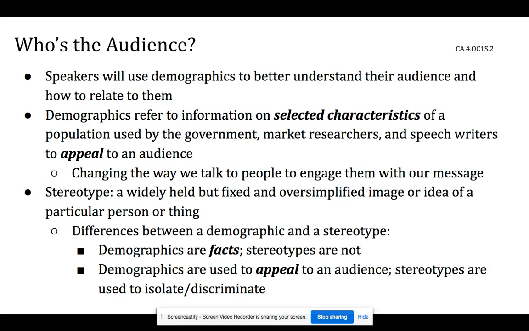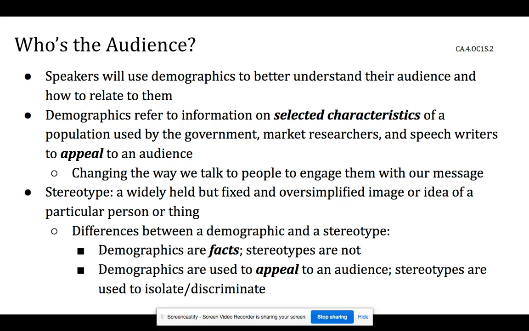Demographics refer to information on selected characteristics of the population that can be used by the government or market researchers and speechwriters, like you guys, to appeal to an audience. So it's just taking selected characteristics of a group of people and using that to appeal to your audience. Basically, it's just changing the way that you talk to engage an audience with your message. It sounds like a stereotype, but it is not.